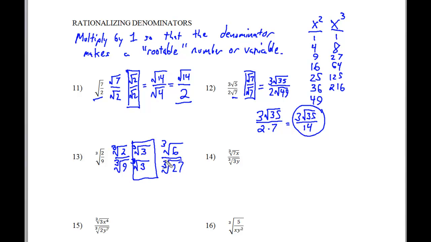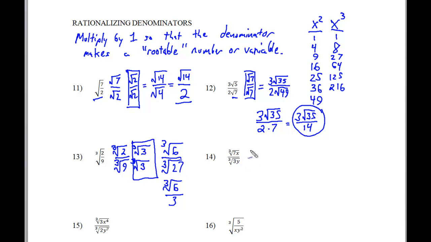And what we'll do is simplify that denominator here, because the cubic root of 27 is 3, and the numerator is going to be still the cubic root of 6, since 6 cannot be changed at all. Problem 14 and problem 13 are very similar.